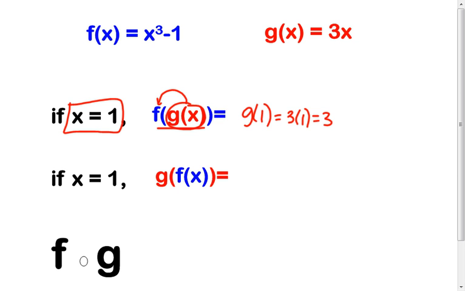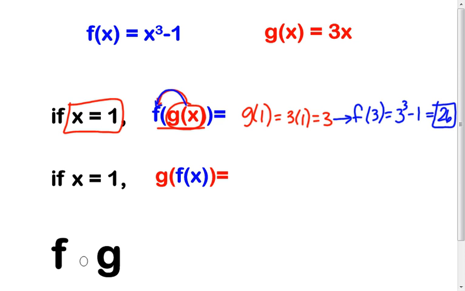Okay? Then I'm going to take that output and put it into F's equation. So when I put that into F, then I will have F of 3 equals 3 cubed minus 1, which of course is 27 minus 1, which we know is 26. Okay?